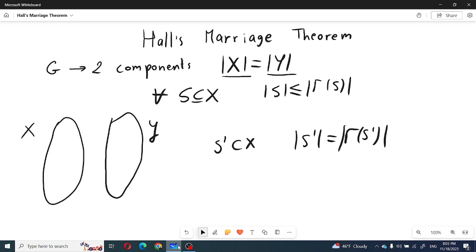In this video, we will discuss Hall's marriage theorem, which tells us that if we are given two components of a graph, X and Y, both of these sides are equal in size, and we know that for every subset S of X, the size of S is less than or equal to the size of the neighbors of S in Y, then we can find a perfect matching between X and Y.